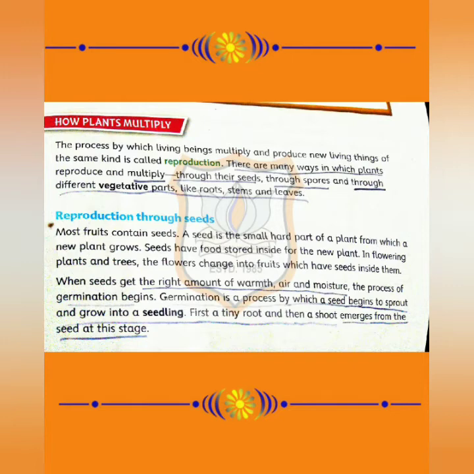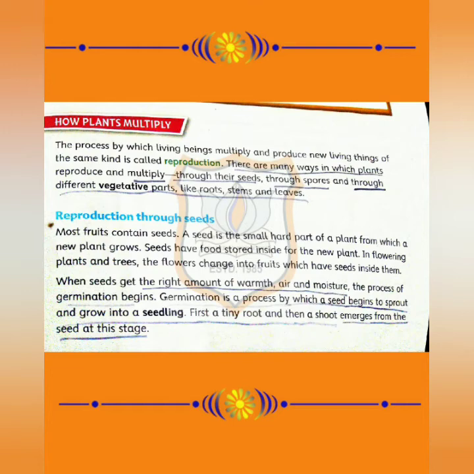Germination is a process by which a seed begins to sprout and grow into a seedling. Now what is germination? A seed begins to grow and a small new plant comes out of the seed. That is called germination. First a tiny root and then a shoot emerge from the seed at this stage.